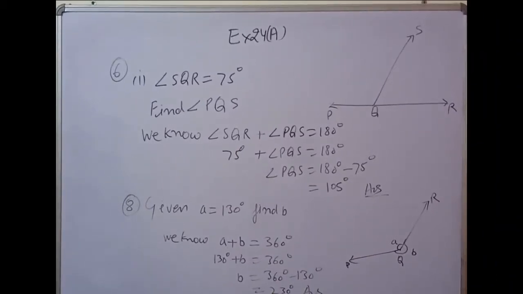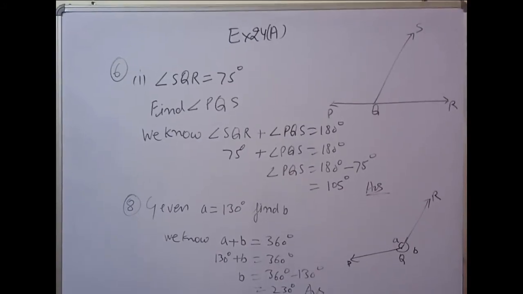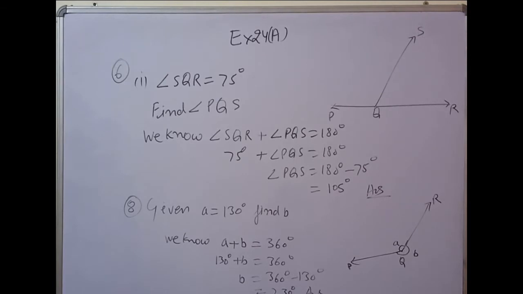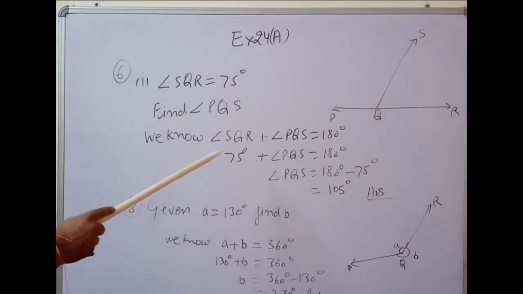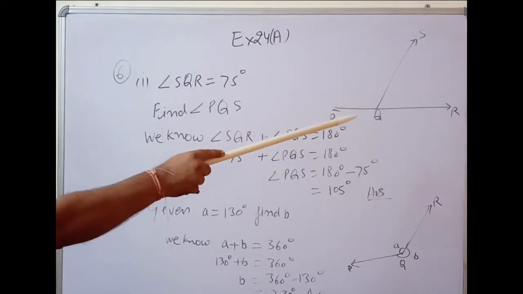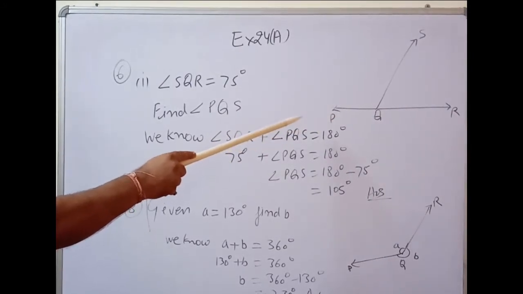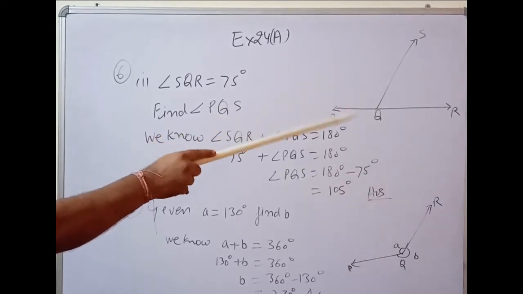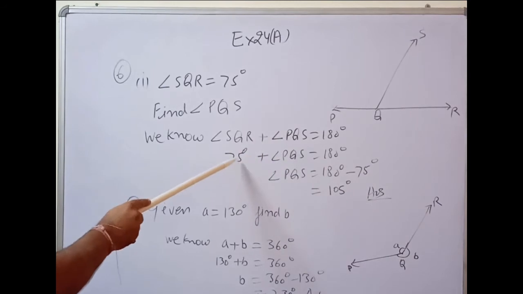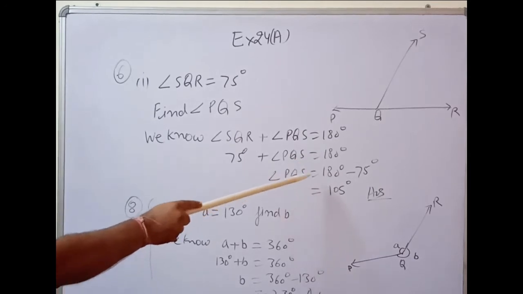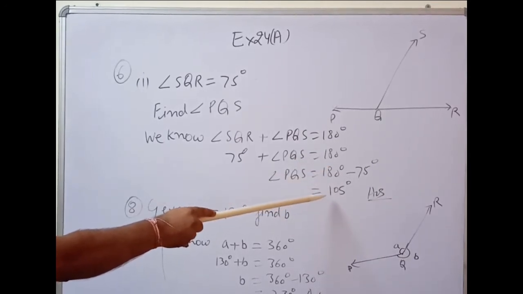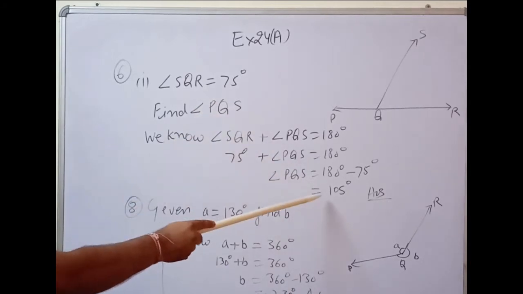Children, I am taking question number 6, exercise 24A, that is find the angle PQS whenever SQR is given equal to 75 degrees. Here is the question. And children, you know, whenever we have the straight line PQR, that is equal to 180 degrees, so two angles are on this straight line, PQS and SQR. So the sum of this is 180 degrees. So SQR is given 75 degrees plus angle PQS equal to 180 degrees. So now PQS equals 180 minus 75, that is 105 degrees. So answer, angle PQS equals 105.